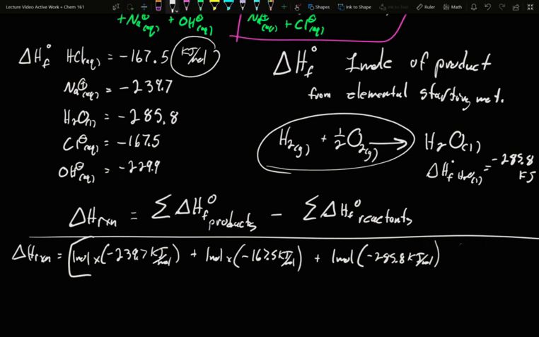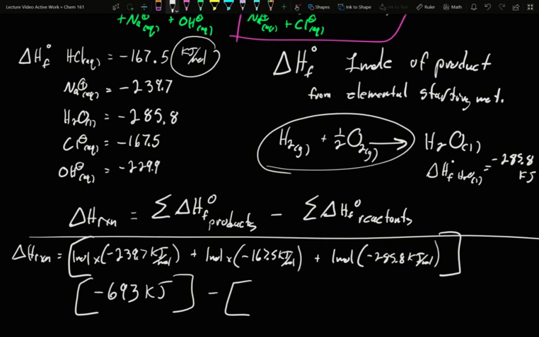Now, we haven't finished. We now need to do the reactants, but let's simplify what we're writing here a little bit. Negative 239.7 plus negative 167.5 plus negative 285.8. Negative 693 kilojoules is over here for our products. I need to subtract our reactants from it.